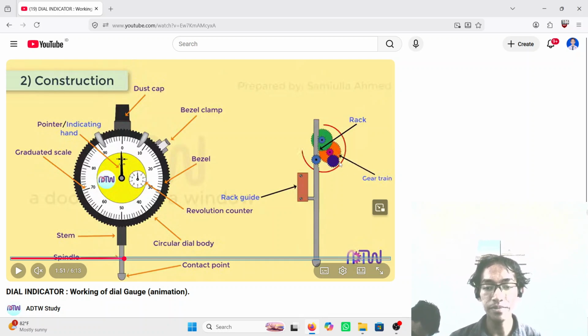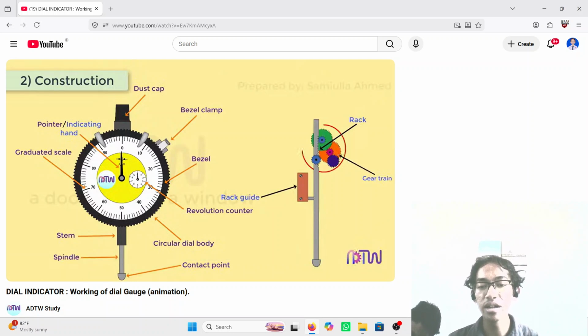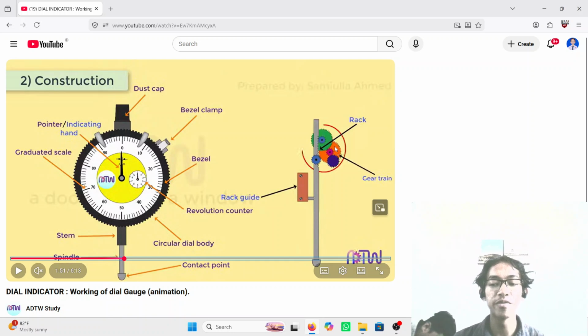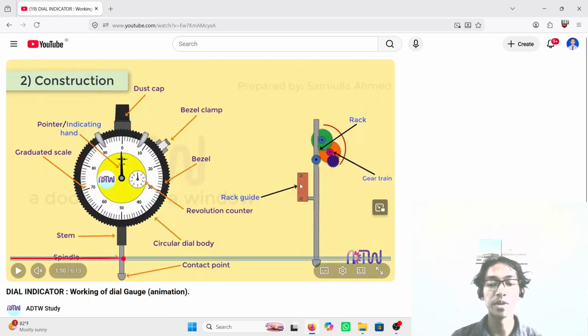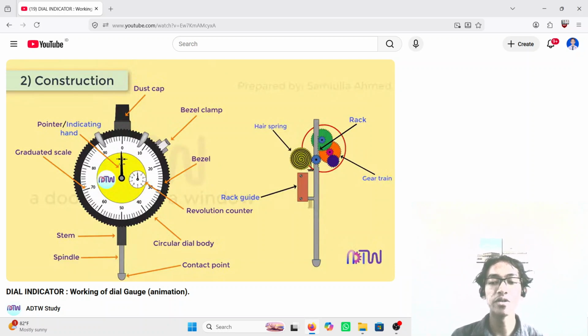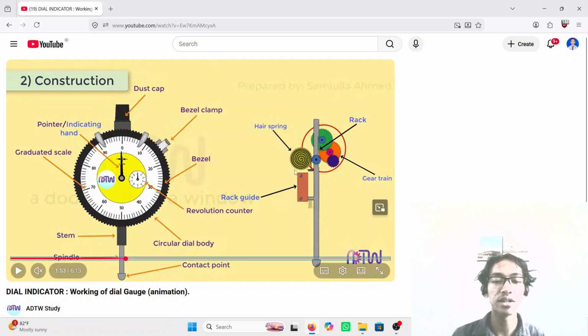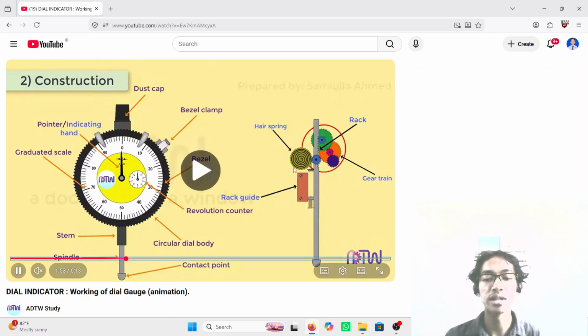There is also the gear train, a series of interlocking gears and pinions that multiply the movement. There is also a coil spring here. It is a spring that pushes the plunger downward, maintaining constant contact pressure against the workpiece. And there is also a hairspring. A hairspring is a fine coil spring attached to the final gear to maintain constant tension and eliminate the play or backlash between the gear teeth.